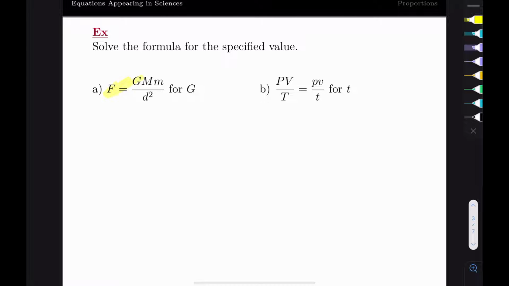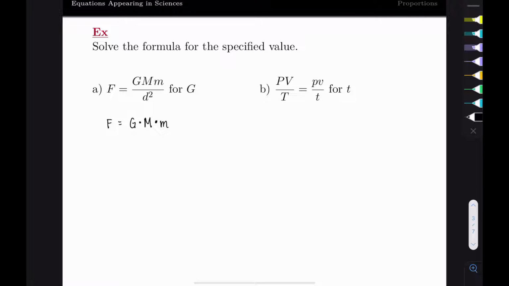So this very first equation is really about gravity. So it's force, G is gravity, M is mass, and D is a distance. So if you take physics, you might see this equation pop up. So each of these variables has some real kind of interpretation. And what we want to do is we want to manipulate this equation to solve for this variable of G. So we're just going to apply all the skills we have to manipulate.